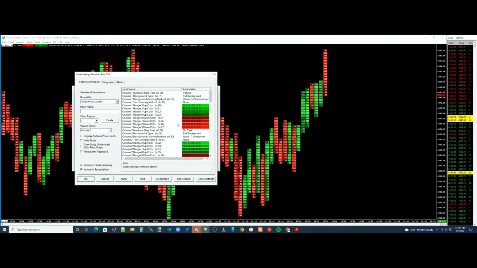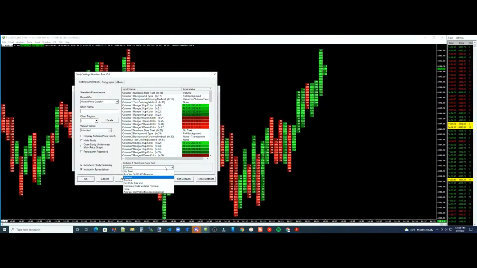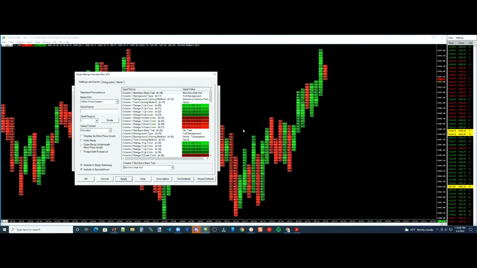Anyways, okay. So we want to focus on column one, and we're going to customize it to where it's very, very simple. Okay, first and foremost, we want to set this to be bid volume by ask volume. Now, why is that? I'm gonna annotate on my screen, okay?